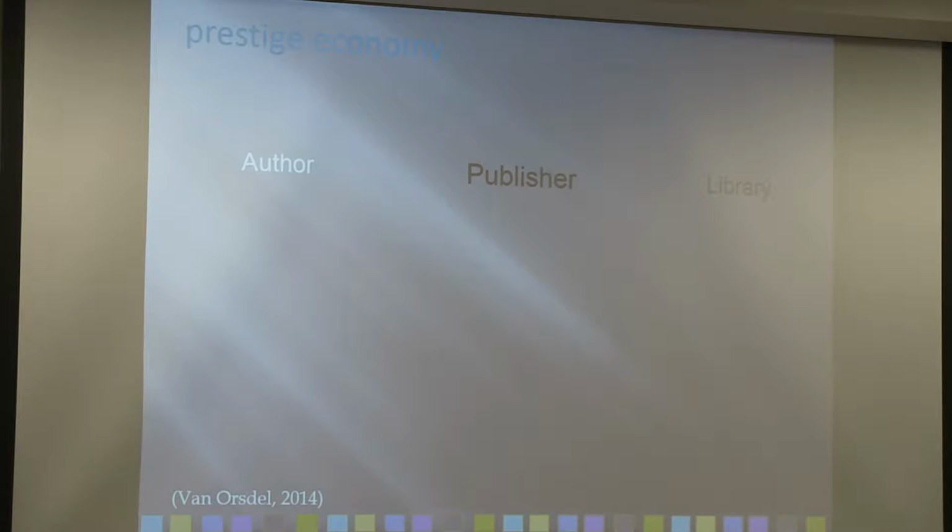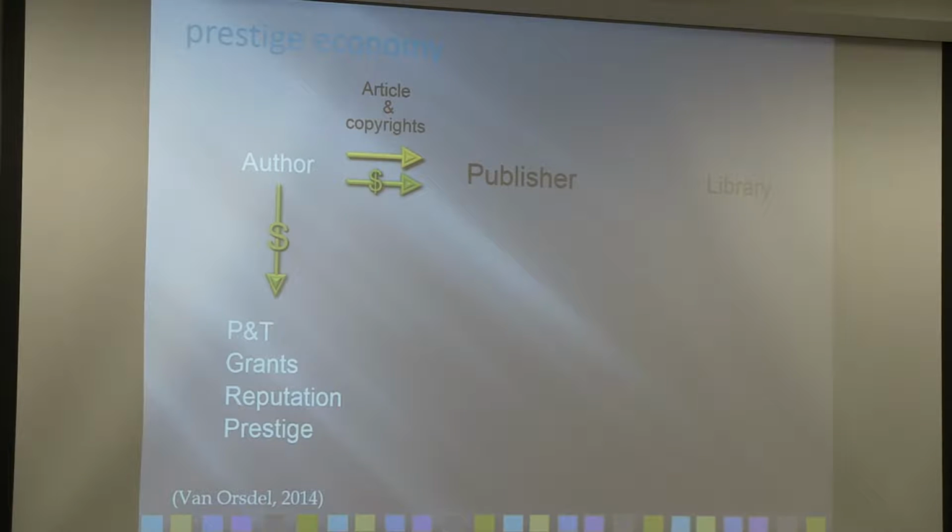But scholarly publishing works in a prestige economy, meaning authors are not paid for their work. They're paid theoretically in other ways. So the author hands over the article and copyrights to the publisher. Sometimes the author hands over money to the publisher as well, as far as graphics charges or other charges for processing. The publisher does not give any money to the author in this system of academic publishing. Instead, the author is assumed to be paid by promotion and tenure, grants, reputation, and prestige.